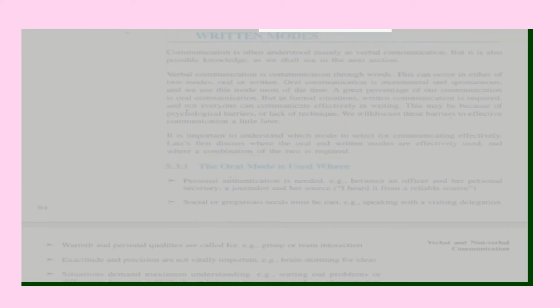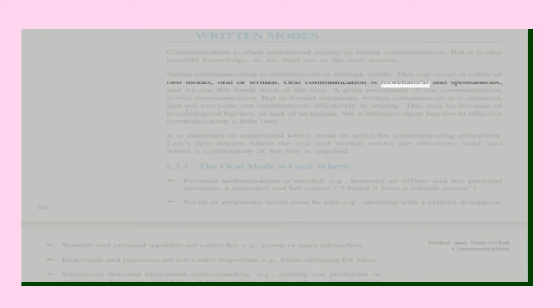5.3 Verbal communication, oral and written modes. Communication is often understood mainly as verbal communication. But it is also possible nonverbally, as we shall see in the next section. Verbal communication is communication through words. This can occur in either of two modes, oral or written.